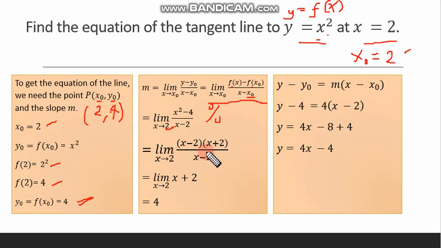So let's factor the numerator. So x minus 2 times x plus 2 over x minus 2, we could cancel x minus 2 in the numerator and denominator.